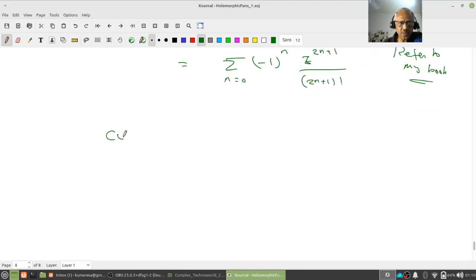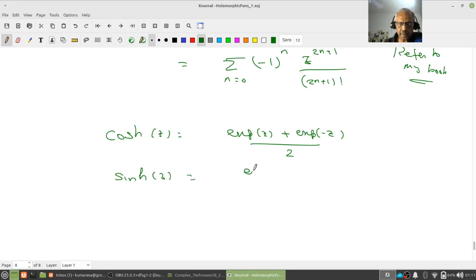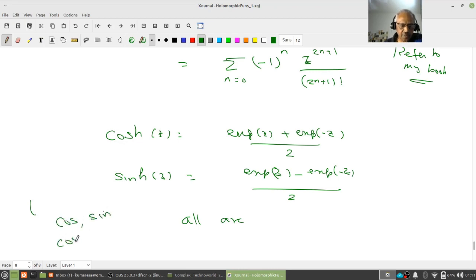Similarly, you can define cosh of z, that is exponential of z plus exponential of minus z by 2, and sinh of z as exponential of z minus exponential of minus z by 2, etc. Okay, so all these are entire functions. That is, these two trigonometric functions cos, sin, and hyperbolic functions cosh, sinh are all entire functions.